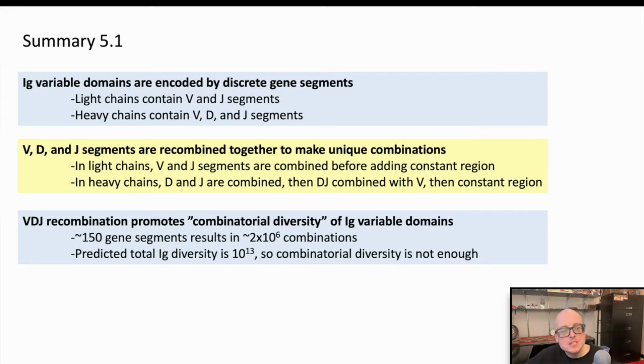And we saw that we can take around 150 initial gene segments and recombine them in various ways to end up with about 2 times 10 to the 6, about 2 million unique combinations. And this outcome is what we call combinatorial diversity of the immunoglobulin repertoire, the repertoire of all the possible antigens that we might recognize with an immunoglobulin molecule. But as I said, we need to get up to 10 to the 13th because that is the predicted total diversity of the repertoire. So we'll need to see what additional mechanisms exist beyond combinatorial diversity, and we'll take a stab at that in the next video.